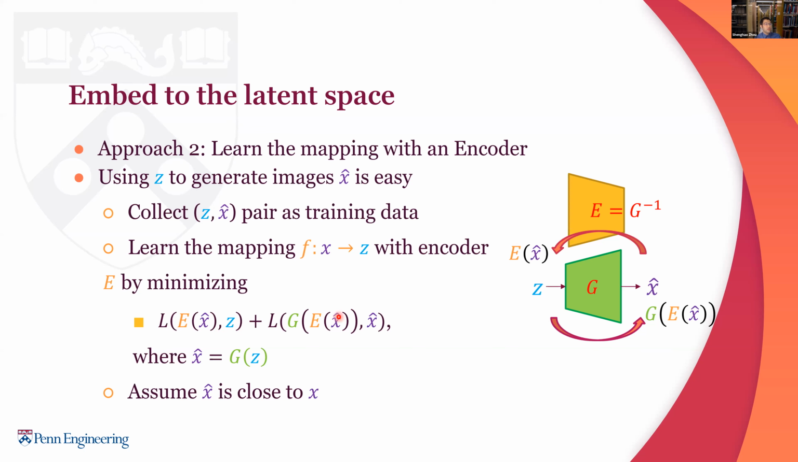The first term corresponds to the latent space. It's essentially what the encoder does, because when you map an image back, it should be close to the latent code. That's exactly what we want. We have an additional loss for cycle consistency. Because E is supposed to be the inverse of G, if I apply E and G together, I should get the input back. This provides further supervision. By minimizing this, we can learn a network to do the embedding for us.